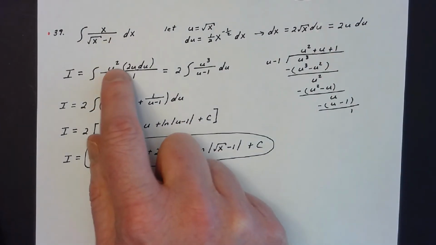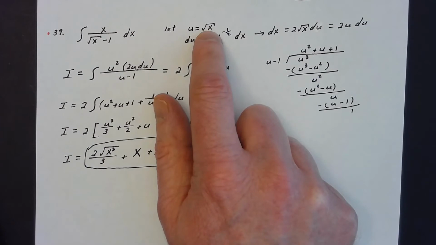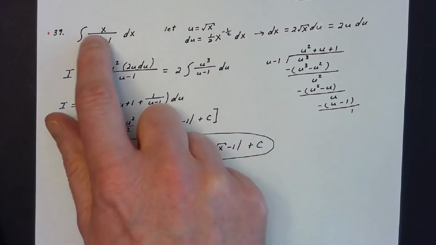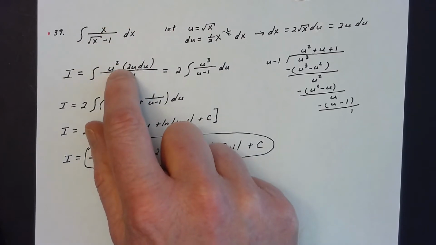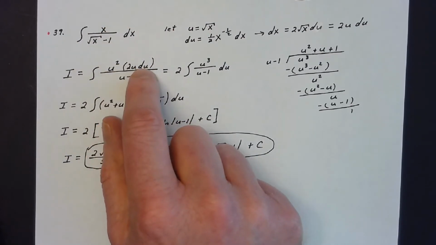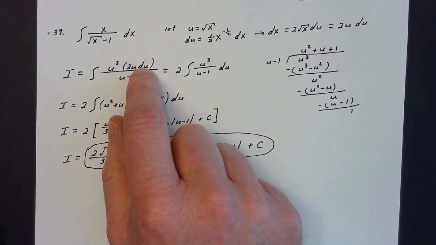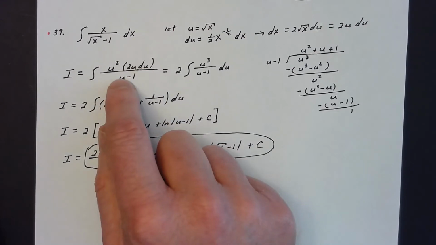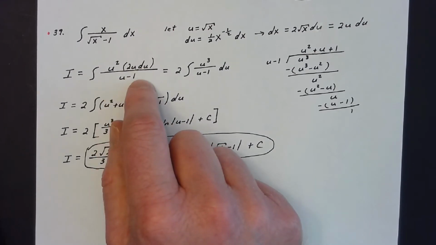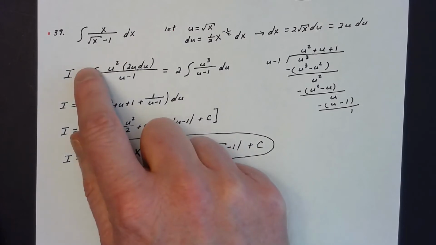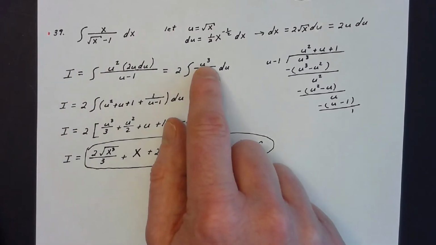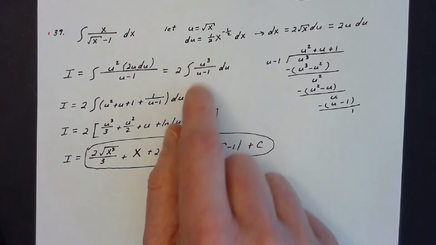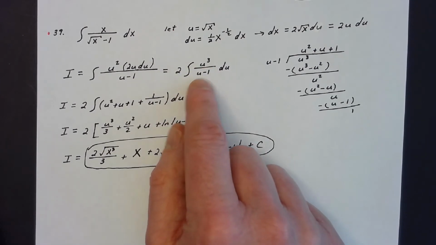So inside my problem, if the square root of x is u, then x is going to equal u squared. That's where that came from. X is u squared. We've already discussed dx is 2u du. All over my denominator of u squared minus 1. Just like in number 27, I can go ahead and factor the constant out. My numerator is a u cubed. So then I have u cubed over u minus 1.